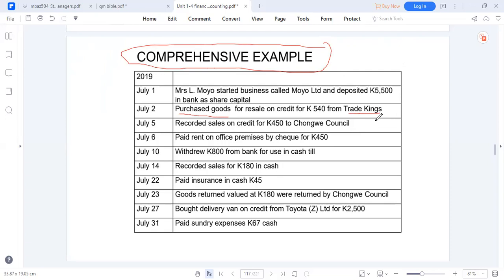Okay, so listen, we bought these items on credit. From where? From Trade Kings. So if I buy something from you on credit, you'll be my creditor in accounting, meaning that you are my payable. You are my payable or my creditor because I bought chicken from you on credit. Meaning that if I see you around and I haven't paid you, I should run away from you. That's the term payable.